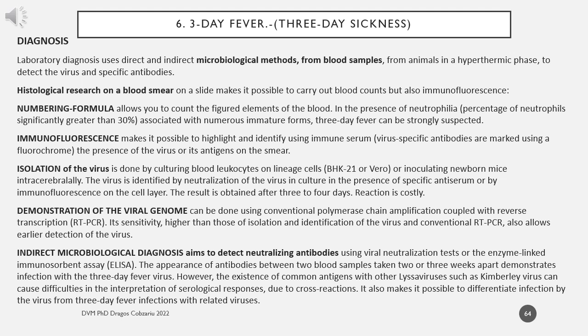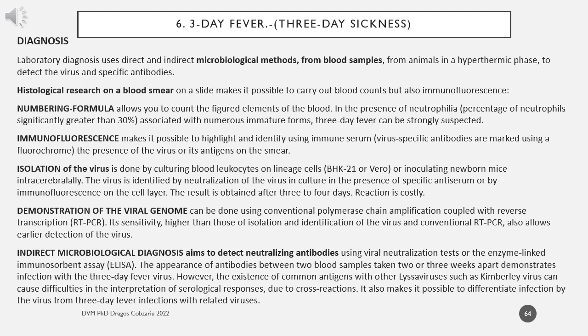Histological research on a blood smear on a slide makes it possible to carry out blood counts, but also immunofluorescence. The differential count allows you to count the formed elements of the blood. In the presence of neutrophilia, percentage of neutrophils significantly greater than 30%, associated with numerous immature forms, three-day fever can be strongly suspected. Immunofluorescence makes it possible to highlight and identify, using immune serum, virus-specific antibodies marked using a fluorochrome, the presence of the virus or its antigens on the smear.